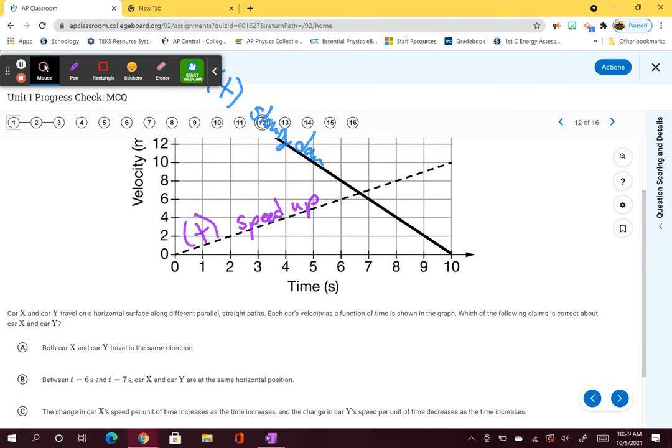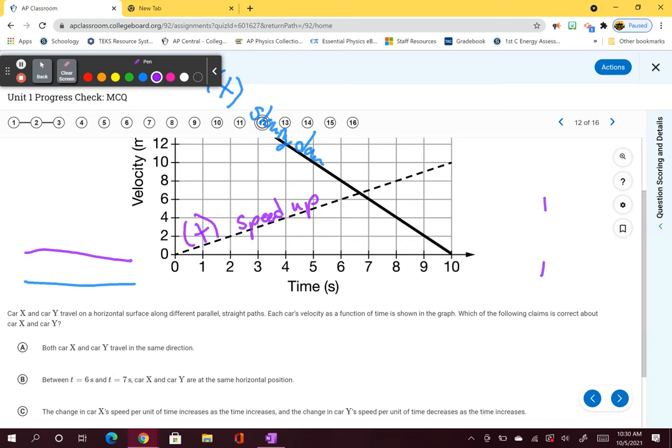So car X and car Y travel on a horizontal surface along different parallel straight paths. So basically, it's just saying that one's on this one, one's on this one, so they're next to each other but not crossing. Each car's velocity as a function of time is shown in the graph. Which of the following claims is correct about car X and car Y?